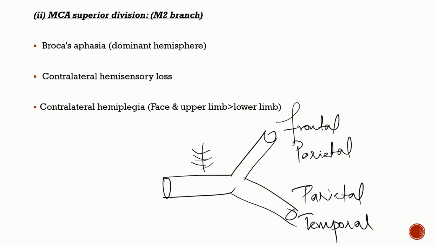Okay, now let's look at the clinical features. So here you're going to have Broca's aphasia. In case it's going to be dominant, always remember speech abnormalities are always due to dominant hemisphere infarctions.